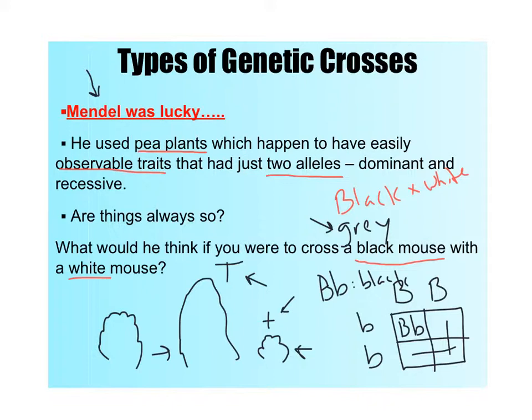Also, in some cattle, if you cross a black cow with a white cow, you get a cow that's both black and white. Can't really read that, but both black and white. And that's going to be something called codominance, which I'm going to go over here in a second. So incomplete dominance and codominance.